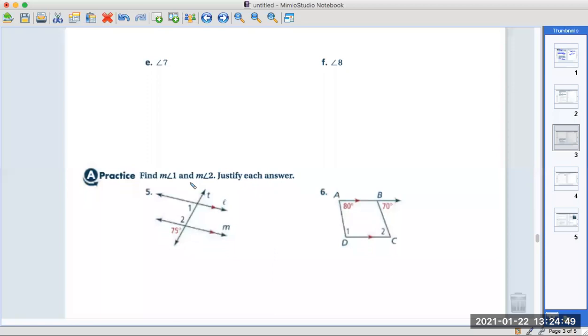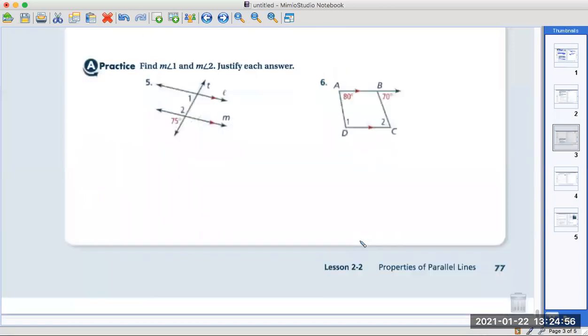On this page, all I'm going to do is the problems on the bottom, page 77. Find measure of angle 1 and angle 2. We got parallel lines. I verify with my little arrows. We have the two lines cut by a transversal. These would be corresponding.